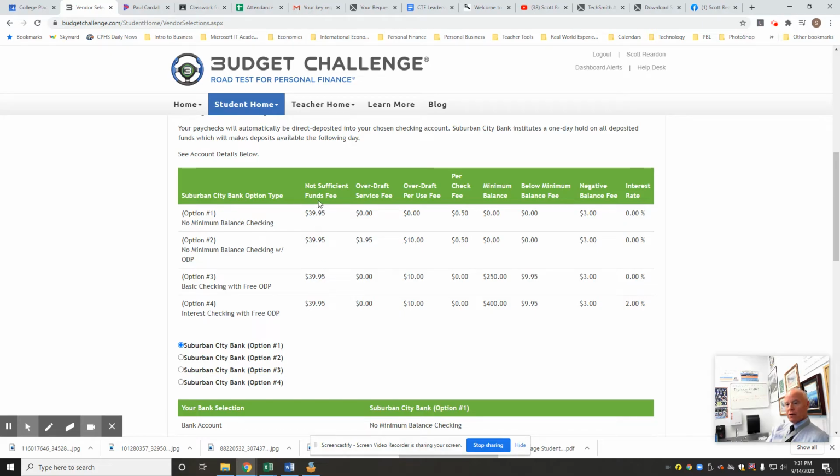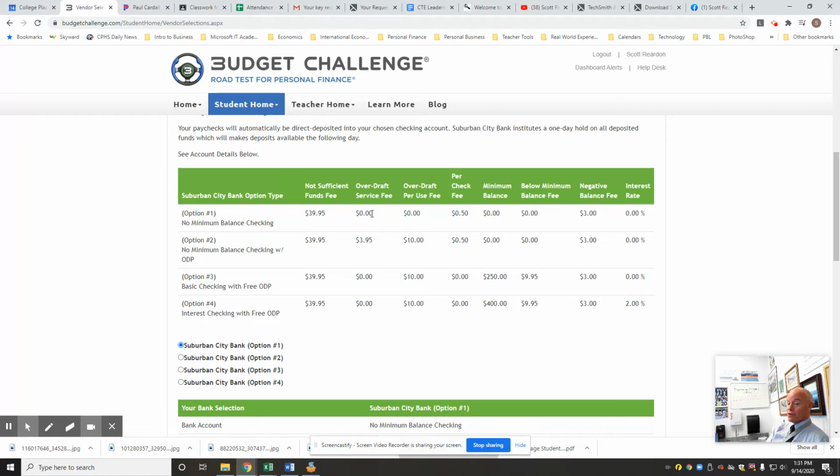An option, non-sufficient funds fee. If you write a check and you don't have money in your checking account, they'll charge you $40. That's not a good thing. Okay. If you want some sort of insurance to make sure that doesn't happen, over here an overdraft service fee. In option 1, you're just going to have to pay the $40. There is no coverage for that.